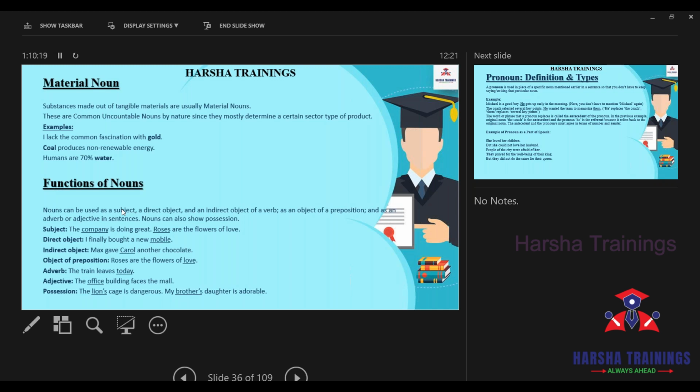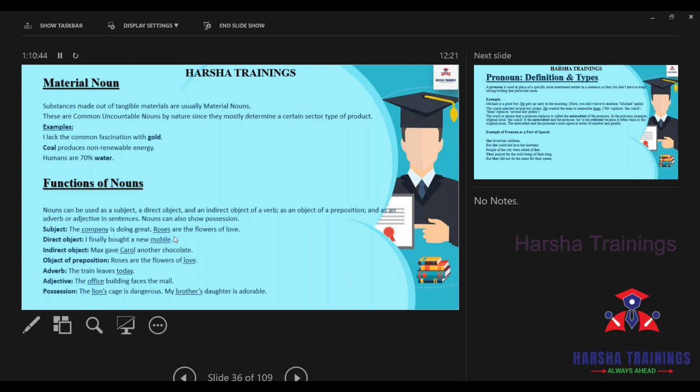See, with examples, when we are using the noun as a subject, subject is the first part of the sentence, right? The company is doing great. Company is a noun, right? So we are using that as the subject of a sentence, the first part, the main part of a sentence. So that is one usage, using it as a subject.